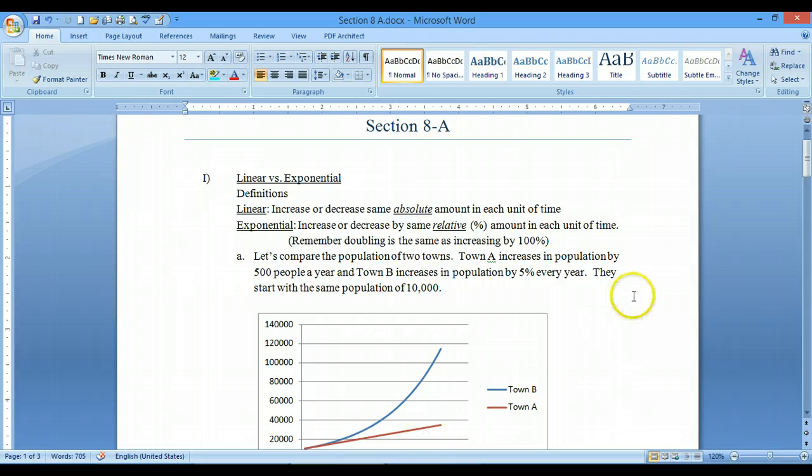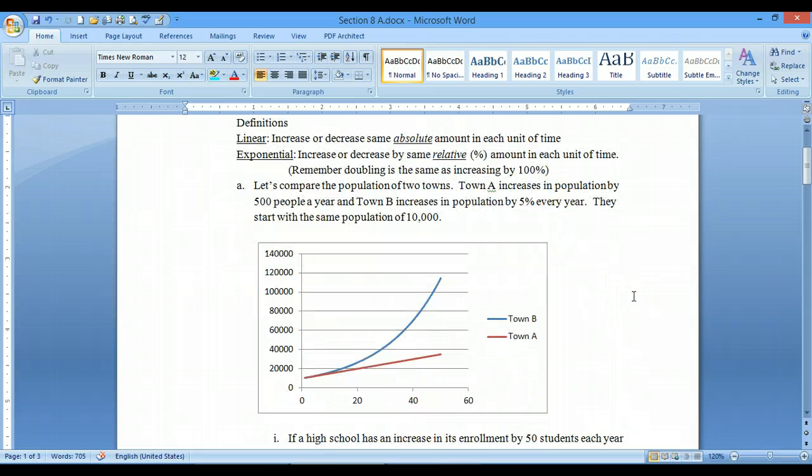Our first example is comparing two towns. Town A is increasing in population by 500 people a year. Town B is increasing in population by 5% every year. So, using the definitions, town A is increasing linearly and town B is increasing exponentially. They both start with the same population of 10,000 people. And here's our graph. Town A is this line, town B is this exponential curve.